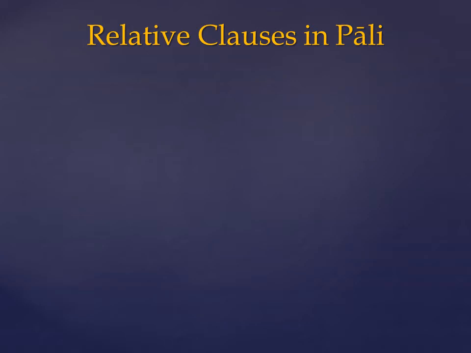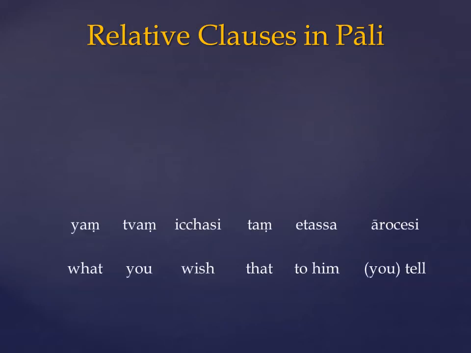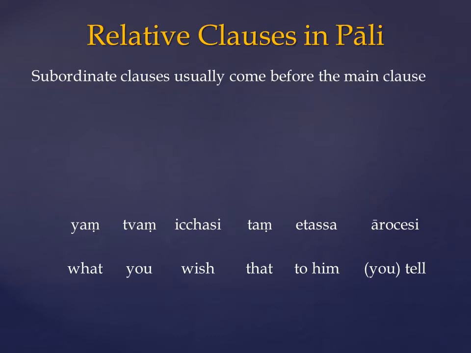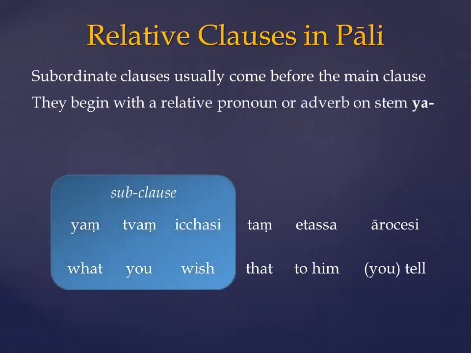So now we come to looking at relative clauses in the Pali language. And in Pali, things are a little different. The main difference being that the subordinate clause nearly always comes before the main clause. Of course, there are exceptions to this, and order of clauses can be reversed to add emphasis. But for now, we're just going to keep things simple. Now, like English, a subordinate clause will begin with a relative pronoun or relative adverb.